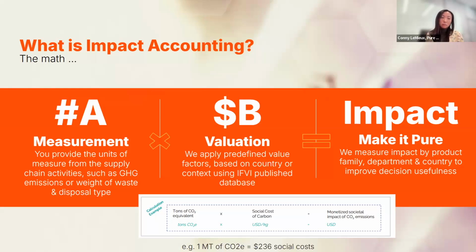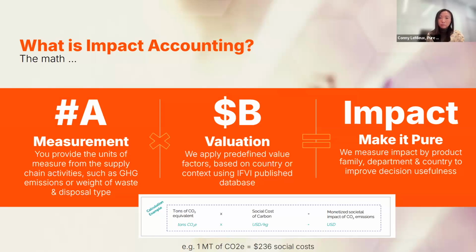So that was as far as measurement. How do you go get the units to measure? A lot of that we're already doing with voluntary and regulatory preparedness for our environmental side. We plug that in with the IFVI, which is coming out of the Harvard Business School, their database of monetized value factors of that cost to society for those environmental aspects.